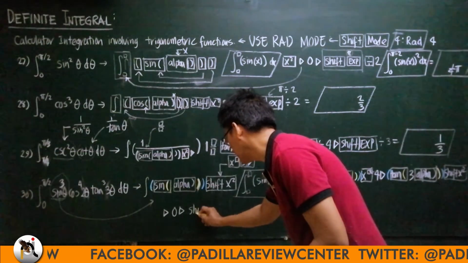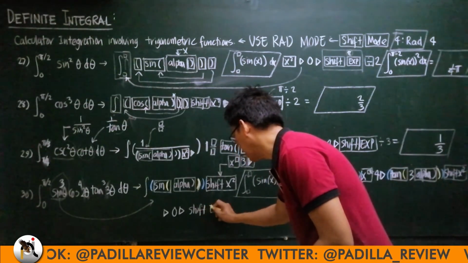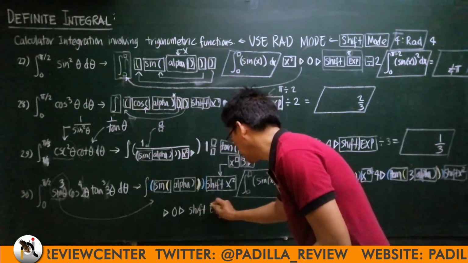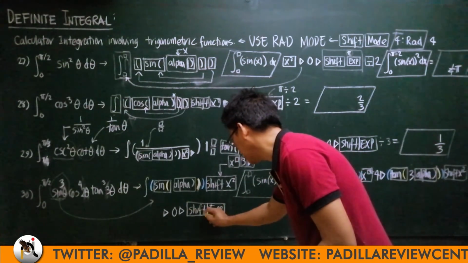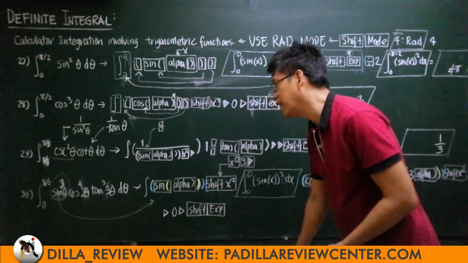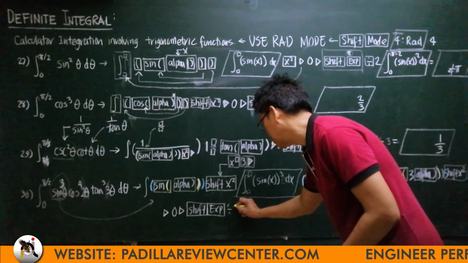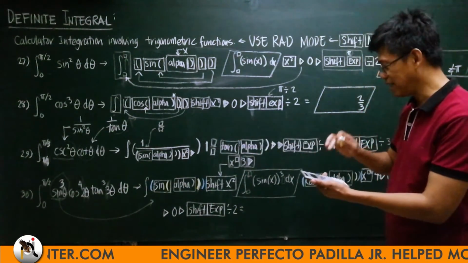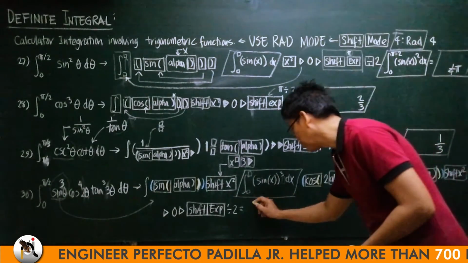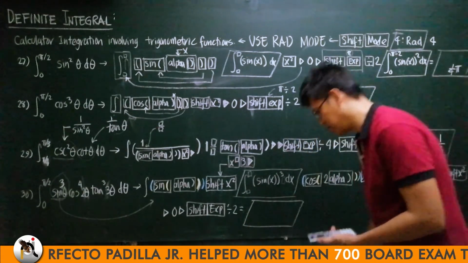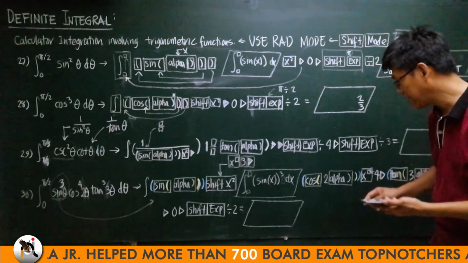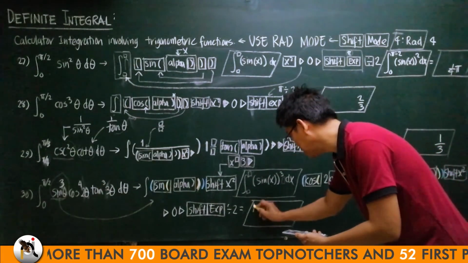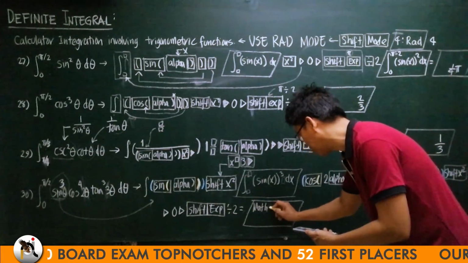So, shift exponent, this is the pi. Shift key, exponent key. Then, divide by 2 equals. So, press equals, your calculator will display the result. And as you can see, your calculator will display math error.